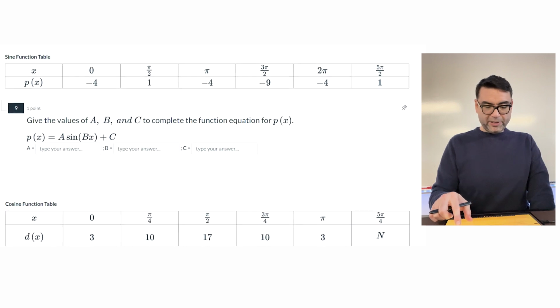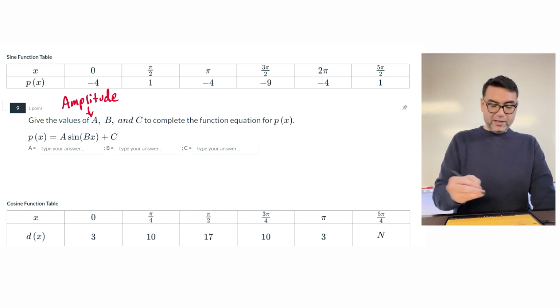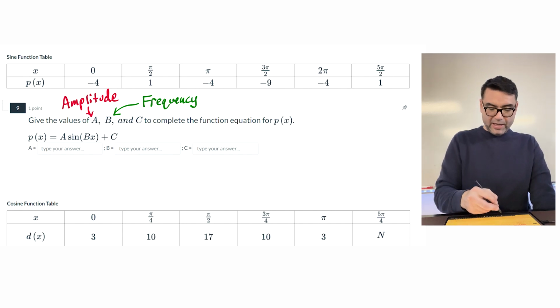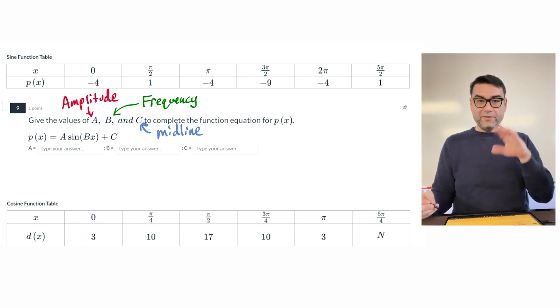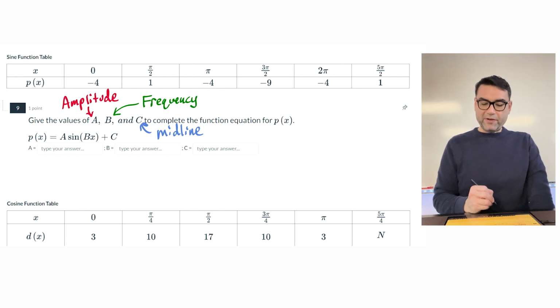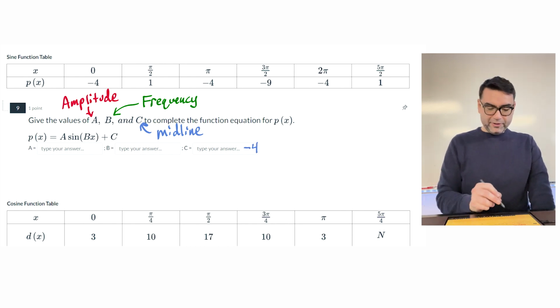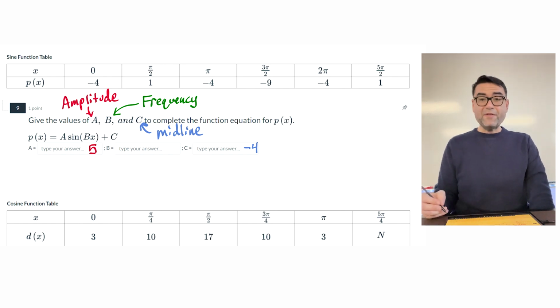All right, so now we're expected to put this all together. Recall that A is the amplitude value. B is what we call the frequency of the function. And C is the midline value. So you have to look back at the previous problems if you don't recall. The midline we found was the -4 value that showed up on our table quite a bit, so -4. The amplitude of this function was 5, so our A value is 5.